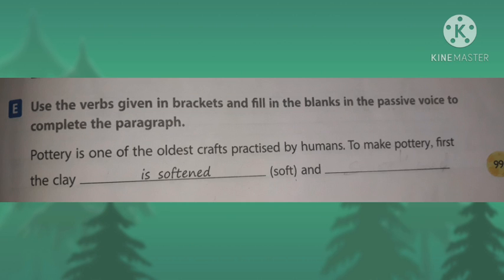Activity E. Use the verbs given in brackets and fill in the blanks in the passive voice to complete the paragraph. For that, we should use the appropriate form of be, then V3, the third form of the verb given in brackets. First one is given as an example: Pottery is one of the oldest crafts practiced by humans. To make pottery, first the clay is softened and then smoothened. Complete the activity yourself.